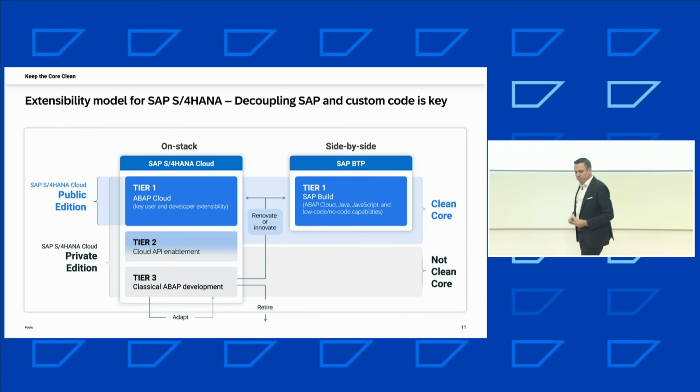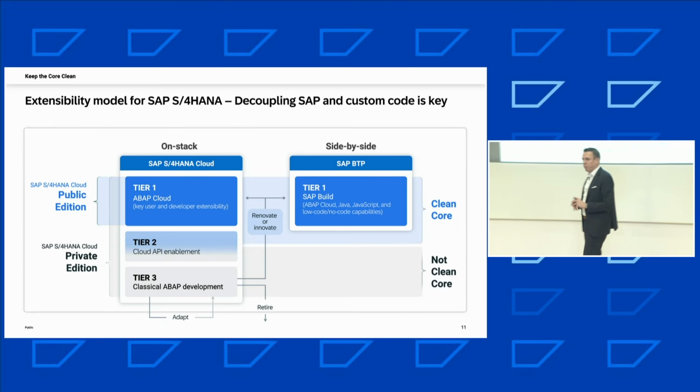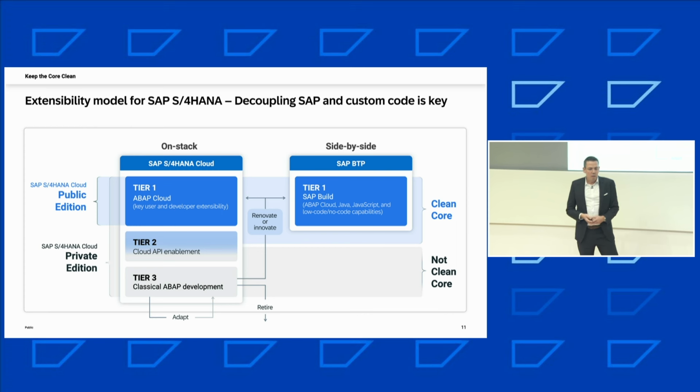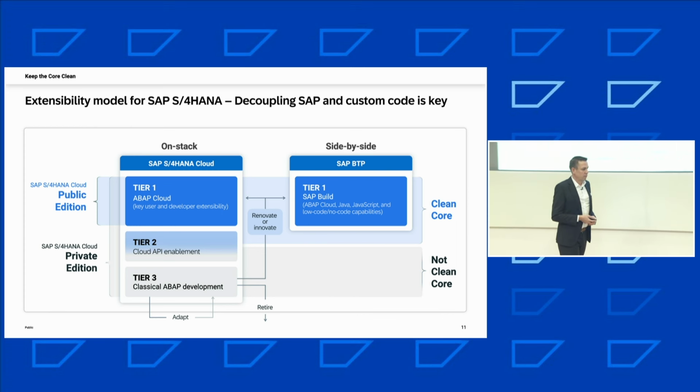Now back to the picture I showed here. I want to touch on 2 points. One is, if you are a brownfield customer, and you're now here on the left-hand side on stack, and you have your legacy code in your system, what can you do? The first thing is, and it's that simple, retire unused code. Typically, in every system, there is a large amount of unused code.